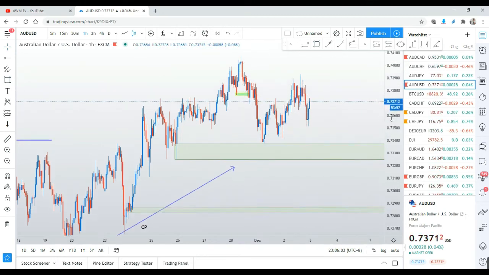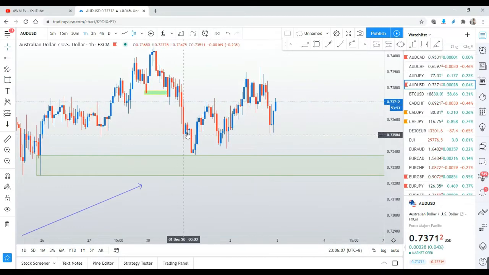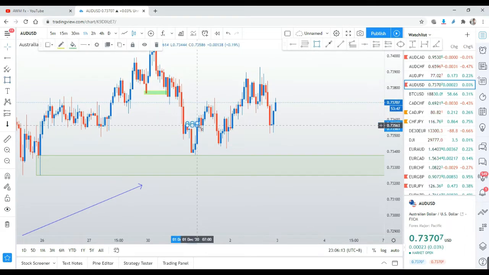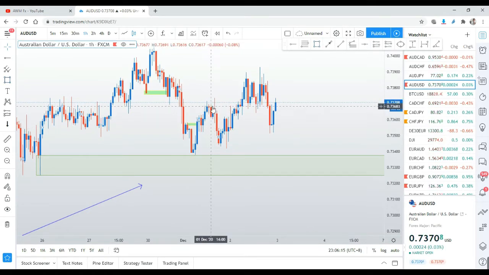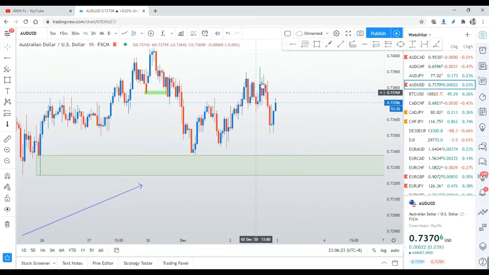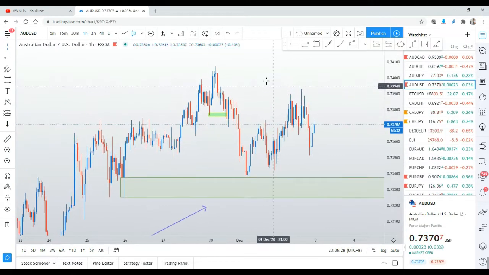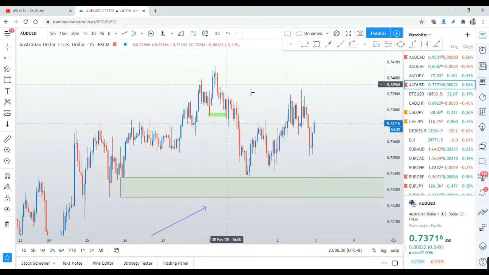Why? If you look at it properly, there is another QML below here. So when the price broke this area, this is a QML buy setup, and the price came back, retested, and then goes back up slowly. Now it's coming up and down around this area, going nowhere. So I have a pending order around this area for it to sell.